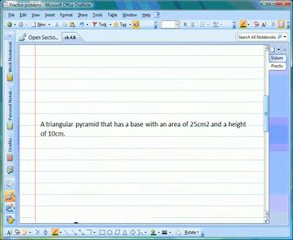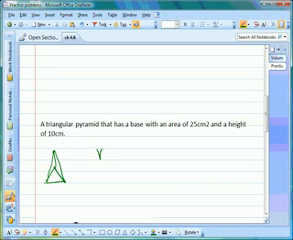Okay, at this point you should have that problem done and we're checking it. Alright, I always like to draw these. It helps me because I'm a visual person if I have them drawn. So it says it's a triangular pyramid, so I'm going to have a triangle on the bottom. I'm going to put a dot at the top, and then I'm going to connect my corners. Alright, and it says the area of the base is 25 centimeters squared and the height is 10 centimeters.